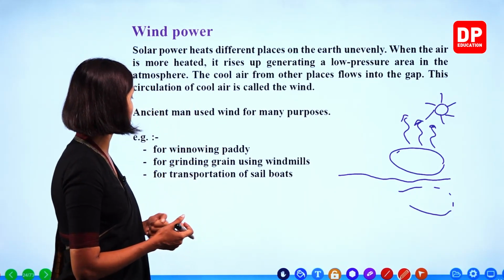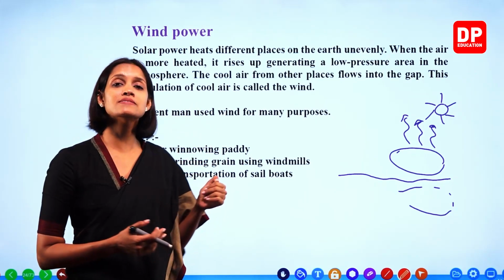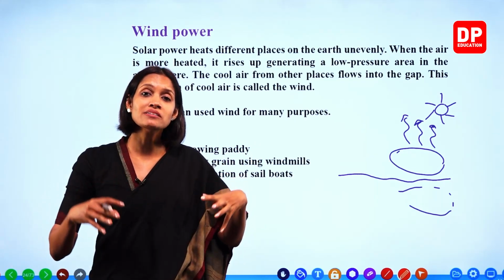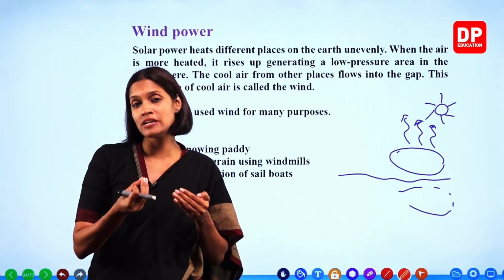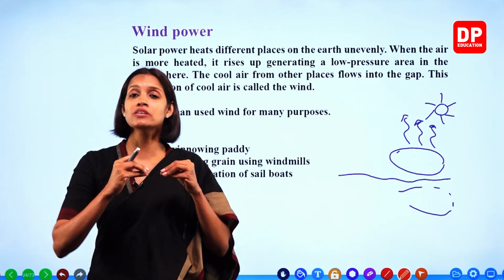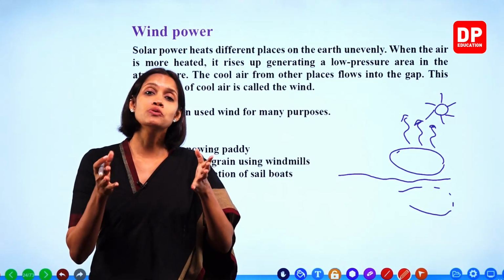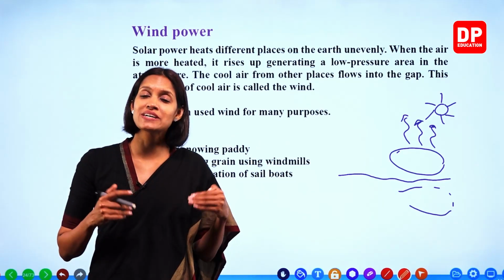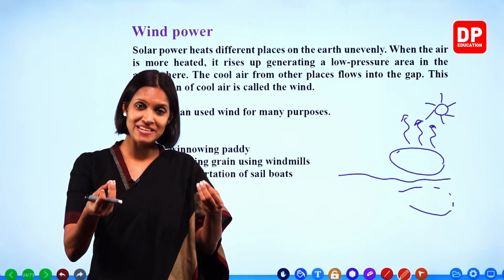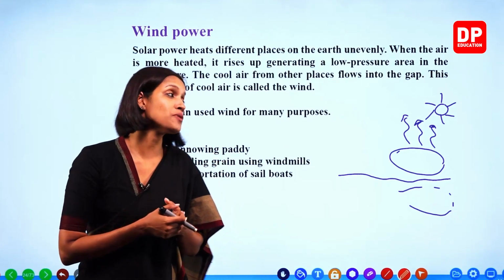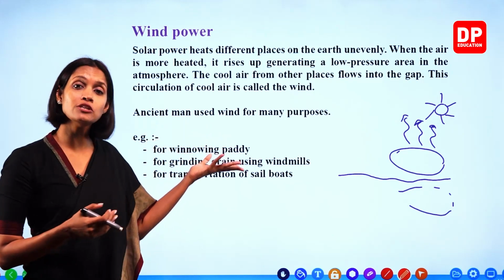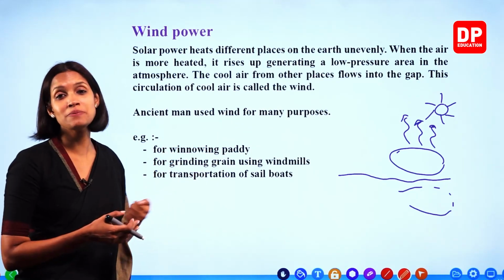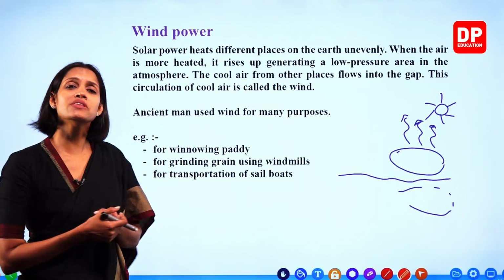What are these examples? For winnowing paddy. What is the meaning of winnowing paddy, children? When we consider paddy, among this good paddy, sometimes empty paddy is also there. Only the outer cover called the chaff is present. Right? So you need to separate this good paddy from this empty paddy. When you consider the weight of this empty paddy, it is less. Right? Therefore, we can get the help of the wind to separate the good, high quality paddy from the empty paddy, from the chaff. So then what happens, children?